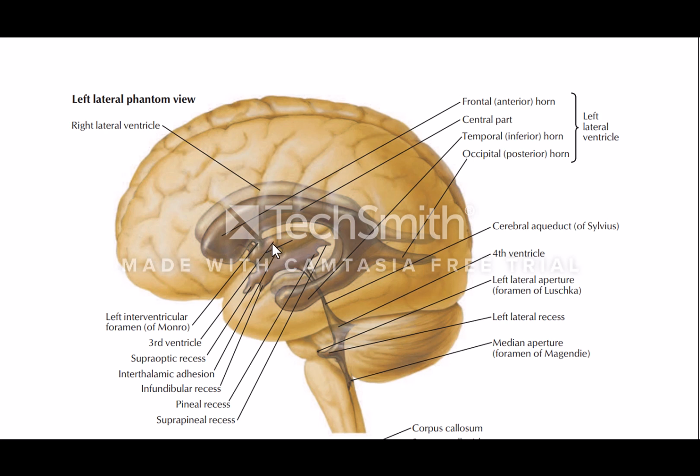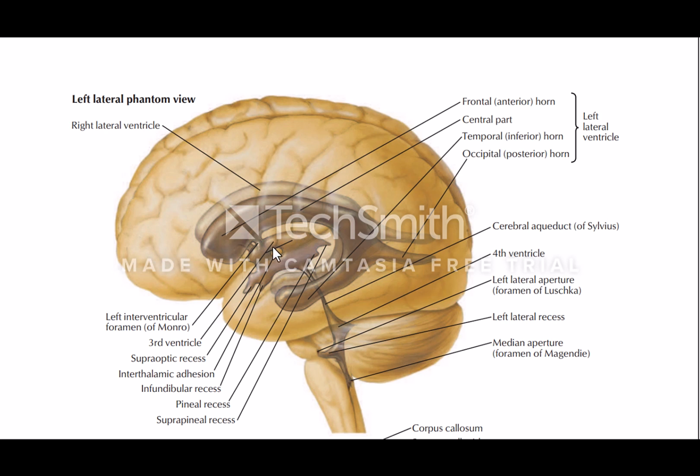Okay, so that's the third ventricle. It's a cavity that lies within the diencephalon, however you choose to pronounce it. And then this is the narrow cerebral aqueduct of Sylvius, and that's your fourth ventricle. Okay, so that's the median foramen of Magendie.